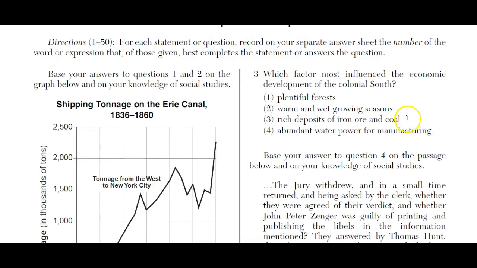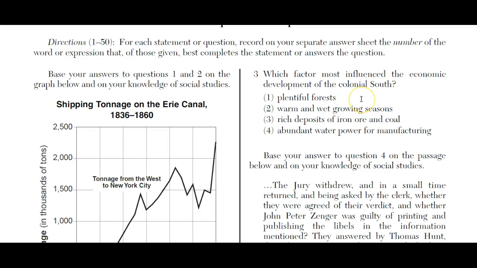Okay. Question 3. Which factor most influenced the economic development of the colonial South? So back in the colonies, when the South gets settled, what was the biggest thing? Abundant water, power for manufacturing. No, wrong. Why? South was never big about manufacturing. South was always about farming. Rich deposits of iron, ore, and coal. A, South was never big about coal and iron, and B, in the colonies, this is the 1700s, we're pre-industrial revolution. They don't care a lot about iron and coal.